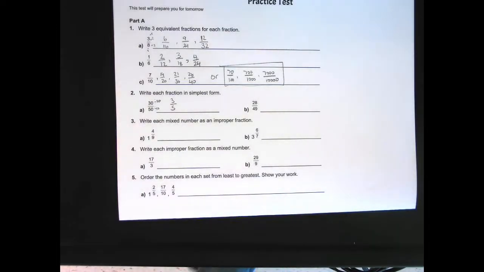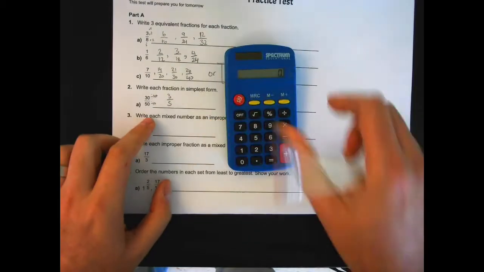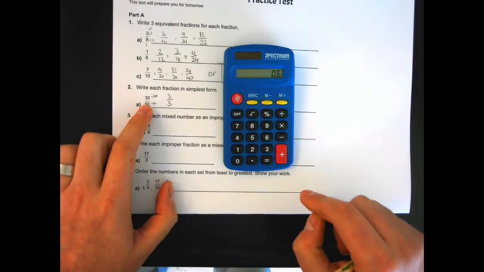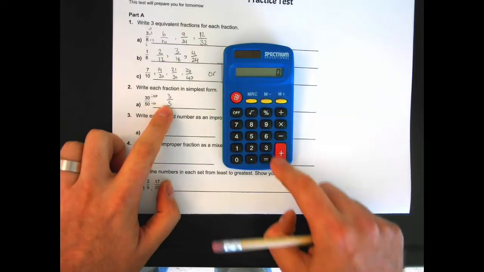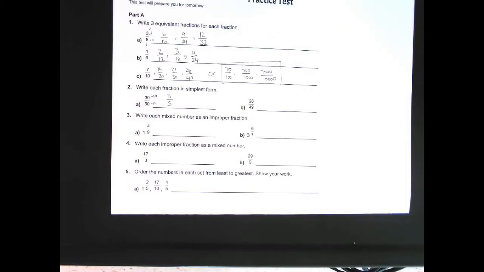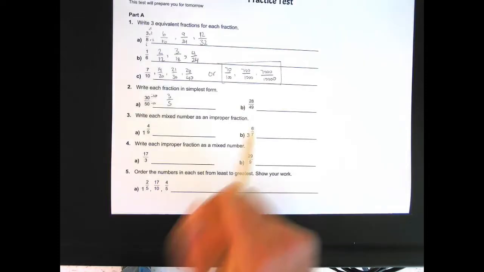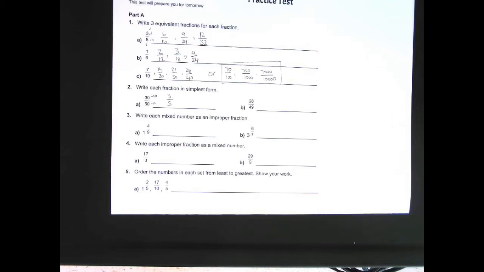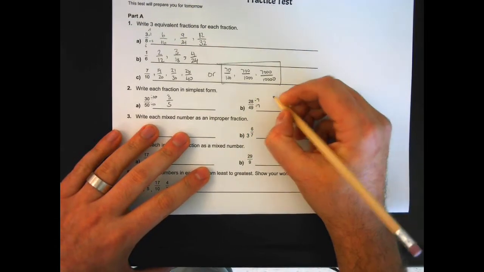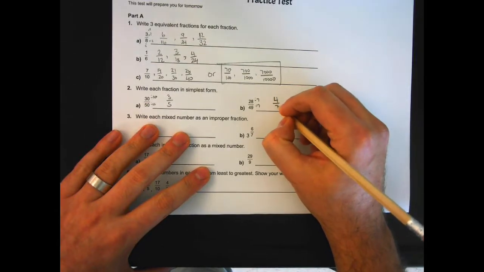And if you were to put this on a calculator, you would see that 30 divided by 50 equals 0.6. 3 divided by 5 equals 0.6. So that's how you can confirm that they are equivalent. What about for B? B is a little trickier. How can I make that fraction in the lowest possible terms? Divide the numerator and the denominator by 7. That is correct, which gives you an answer of 4 over 7.